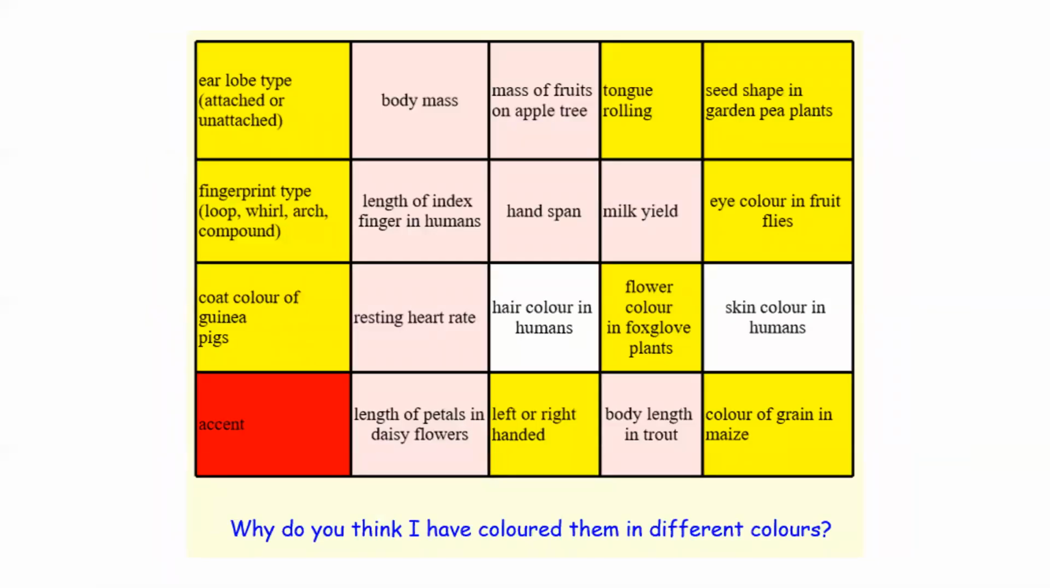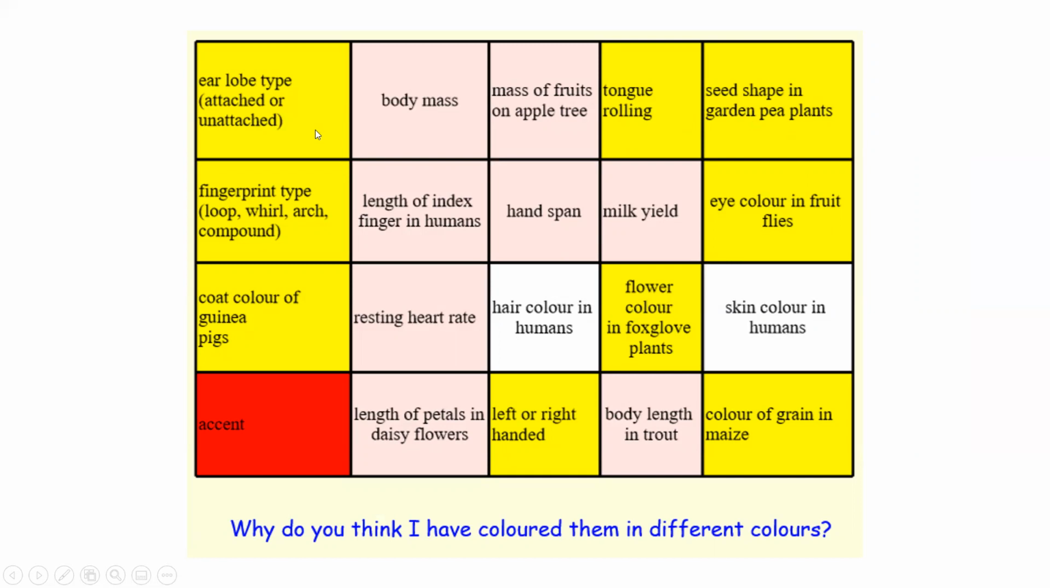All right, so here are the answers then. So they are slightly different in color. You maybe want to have a wee think about why that might be. So skin color in humans, hair color in humans, these are examples of continuous variation. Have a look at the ones that are colored in yellow. These are examples of discrete variation.